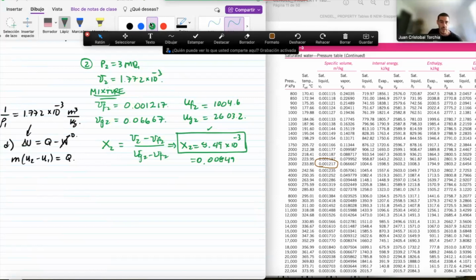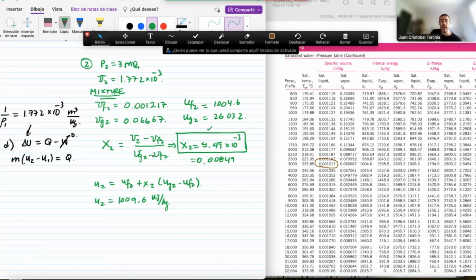With this known value of x2, I can get u2 right away. This is uf2 plus x2 multiplied by ug2 minus uf2. I can put everything inside of that, and I already have the number. So u2 equals 1009.6 kilojoules per kilogram. Okay, so that's what I have.